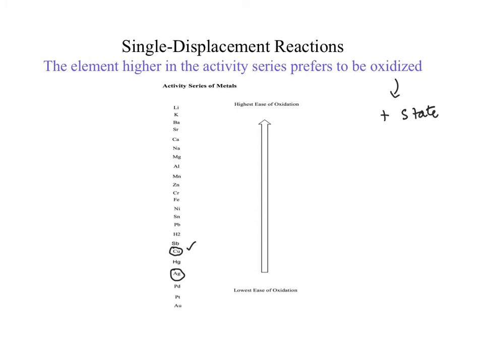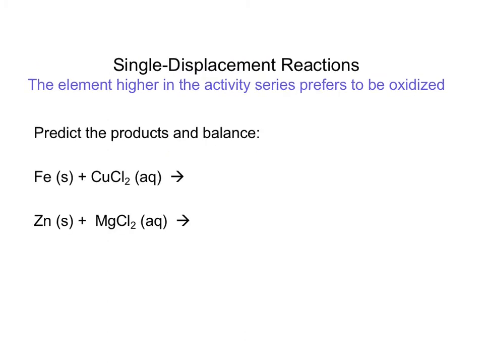So iron and copper, let's see, here's copper, and iron is here, okay? So iron versus copper, iron is the one that will end up in the plus state. So look again. Where's the zinc? Zinc and magnesium right here. So magnesium would rather be in the plus state. More we can look at here. The first one is iron and copper. The second one is zinc and magnesium.